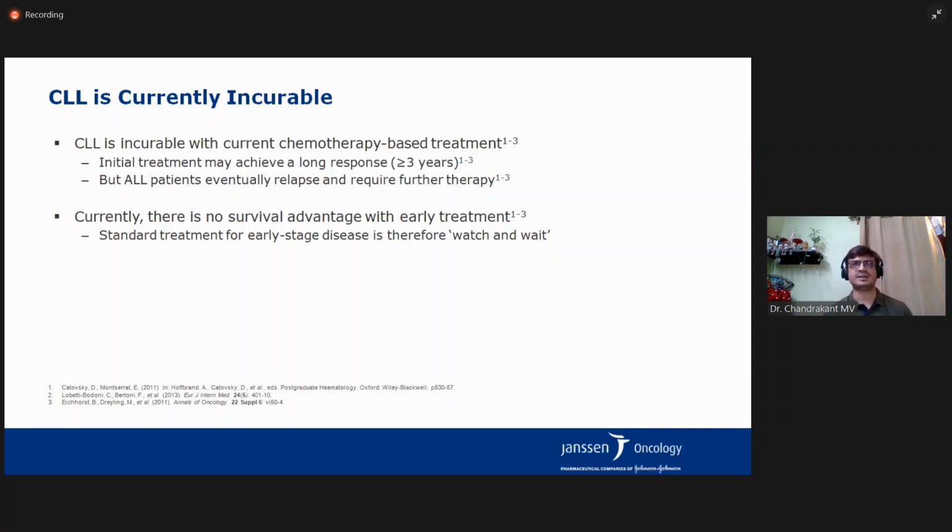And very importantly, if you have a patient with asymptomatic CLL, there is no hurry to treat. So early treatment will not improve survival. So wait and watch is an appropriate approach in a patient who doesn't qualify for symptoms or the criteria for treatment. So treating right at the diagnosis is not the way to go. Wait and watch is a good option because intervening early doesn't improve overall survival.